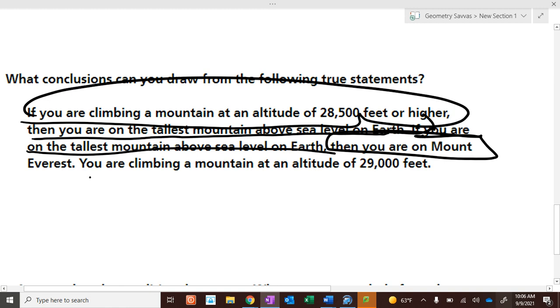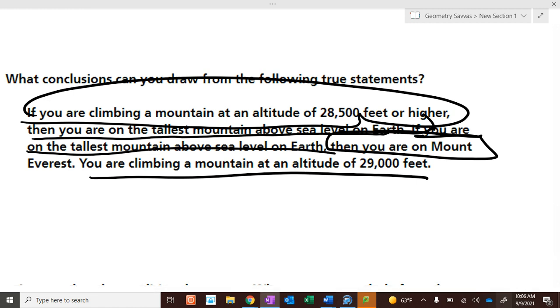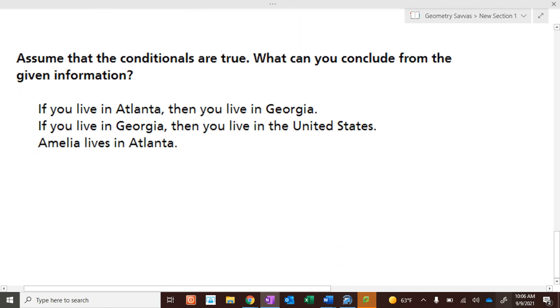So then, using the law of detachment, you see that you are climbing a mountain at an altitude of 29,000 feet. What do you know in the end, Christian? You already know you're climbing the tallest mountain. Which mountain are you climbing? You're climbing Mount Everest. Okay?